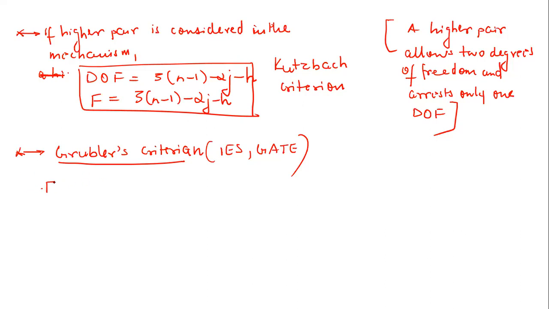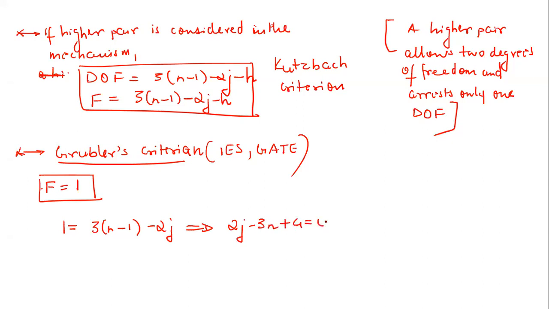Let's say the degree of freedom of any mechanism F is equal to 1. So if you simply put F equal to 1 here, so this is 1 equals 3n minus 1 minus 2j. I am assuming right now that there is no higher pair in the mechanism. There are only simple revolute or prismatic pairs present in the mechanism. So now this equation finally reduces to 2j minus 3n plus 4 equal to 0.